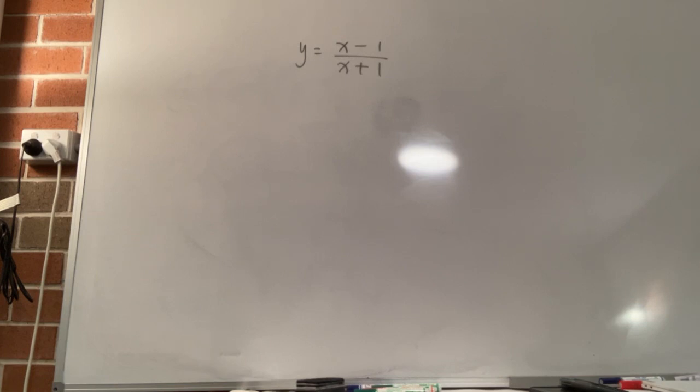5 on 2 is 2.5. So it should be here. Oh, 5 on 2 is not above 4. It's under 4. 5 on 2 is 2.5.